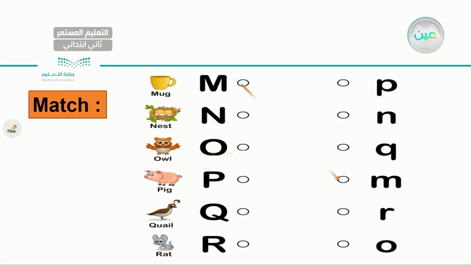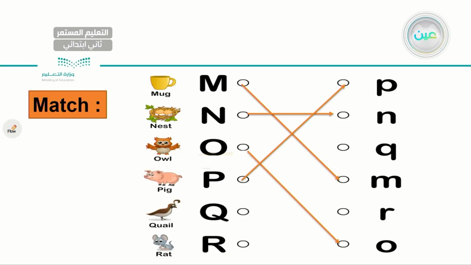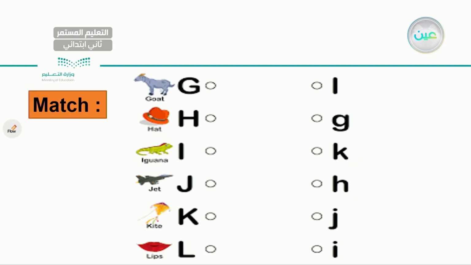Let's go ahead. M, capital, mug, N, capital, small n, nest. Very good. O, capital O, small o. Very good. Excellent. Next, P, capital and small. Next, I have Q, capital and small, quill. Last letter, I have R, capital and small. Excellent, my dear student.